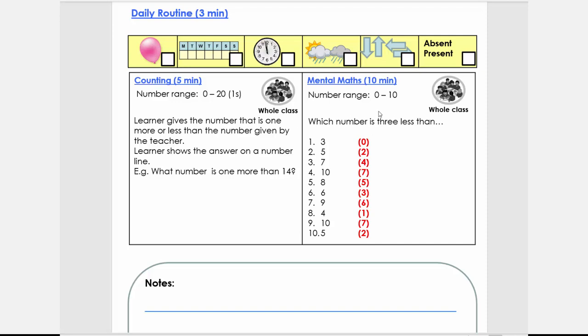Welcome back. So with the mental mathematics today, we're going to give them 10 numbers and let them answer orally. Which number is 3 less than the given number? So again, which number is 3 less than 3? 3 less than 5. I want you to pause and do this activity. You will always find the answers here in red.